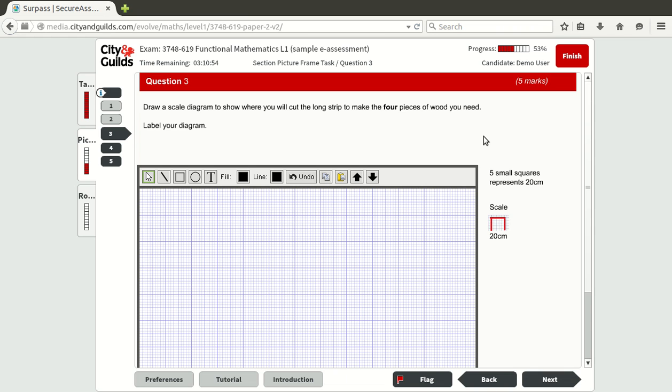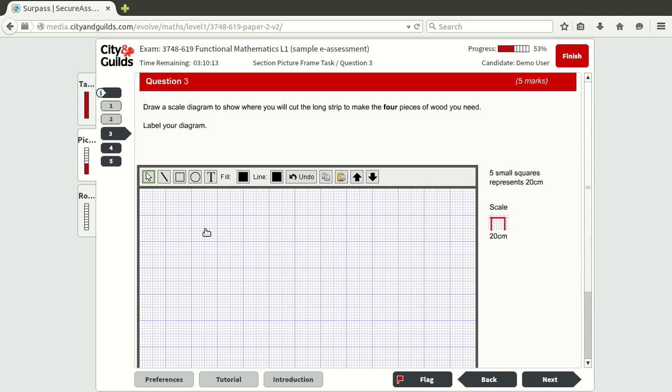Right, so we're going to draw our piece of strip. Now please note, this is very important, you need to read this part here. It says 5 small squares represents 20 centimeters. So it means 1 small box is 20 centimeters. That means if one of these boxes is 20 centimeters, it means that 2, which is 1 large box, would be 40 centimeters.